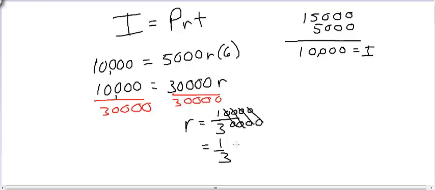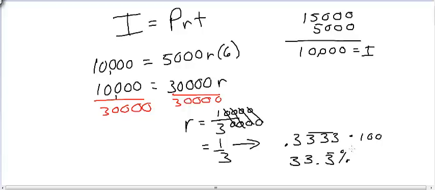Now, I need it as a percentage. So as a percentage, if I divide 1 by 3, I'll get 0.333 repeating. As a percentage, I need to convert this by multiplying by 100. Now I have 33.3 repeating percent. And that would be my answer. So we say we'll need an interest rate of 33.3% to gain that $10,000 in interest over 6 years.